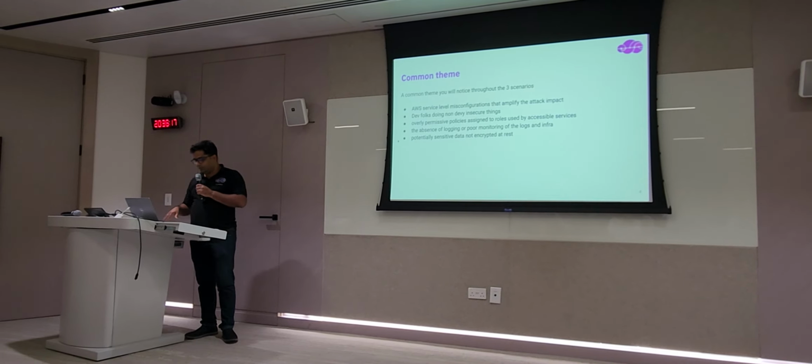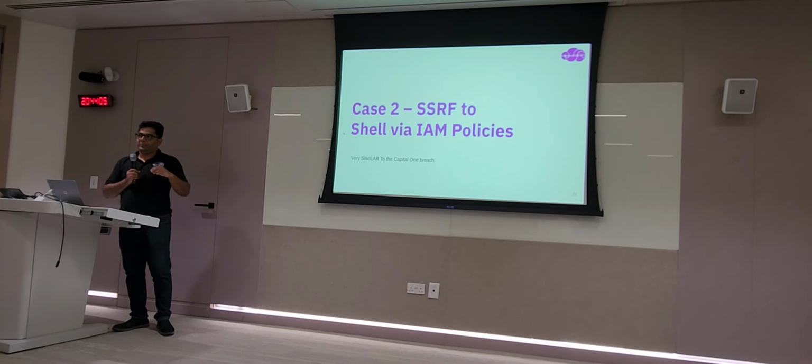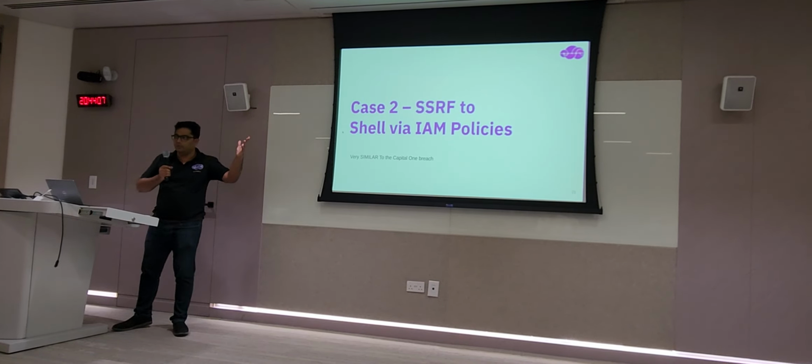The second one, SSRF to shell by IAM policies. I'm horrible at naming stuff, so let's call this case 2. This is very similar to the Capital One breach. A lot of you folks are young, but about 4 years ago, Capital One had a massive breach where a ton of data was leaked from one of the public buckets. Right? I call it public because the key was available.